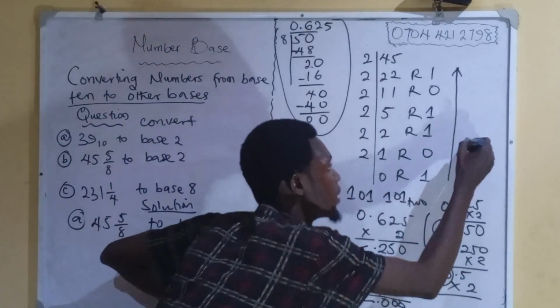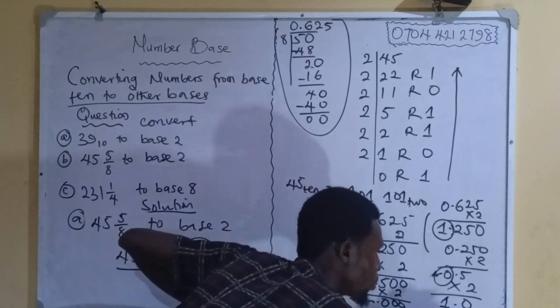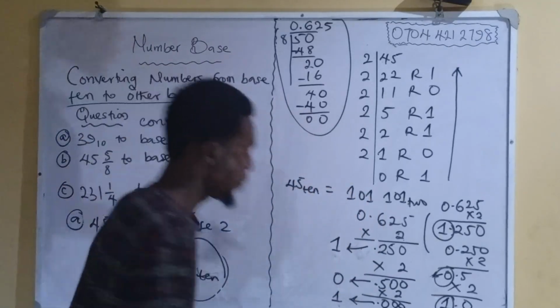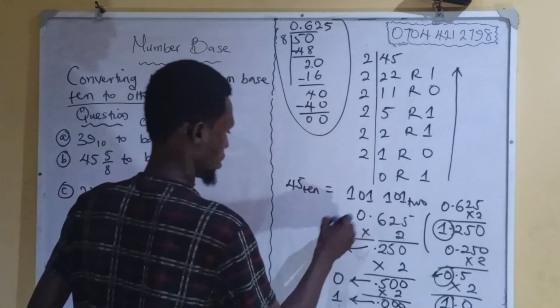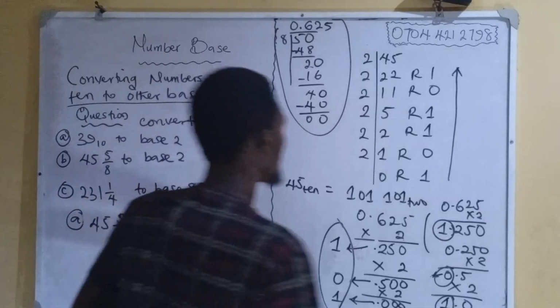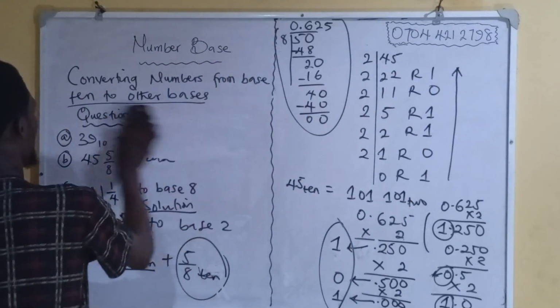When you multiply 0.5 by 2, you are going to have 1.0. What you do, you keep this. So now, whenever you have 0 left here, it means that you have gotten your final answer. So remember that the number we're asked to convert to base 2 was in 2 parts.